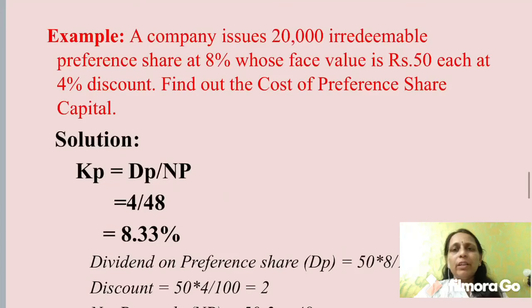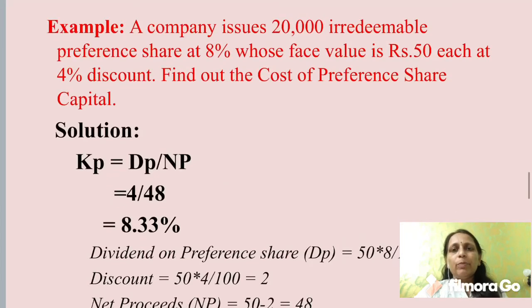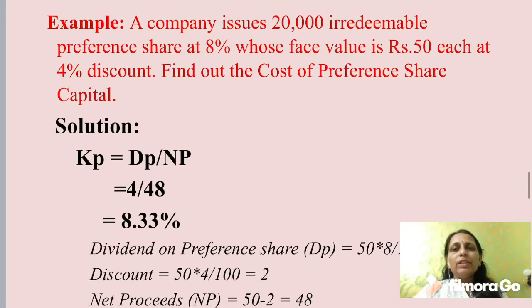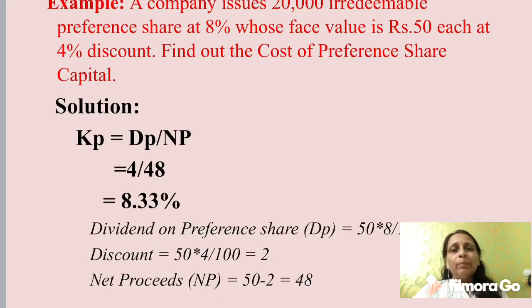A company issues 20,000 irredeemable preference shares at 8%, whose face value is rupees 50 each, at 4% discount. Find out the cost of preference share capital. Now, here the face value is rupees 50. Preference dividend is 8%. 8% on what? Preference dividend is always on face value. Remember that. Whether the preference share is issued at premium or at discount, the calculation of dividend will always be on face value. Remember that, right?